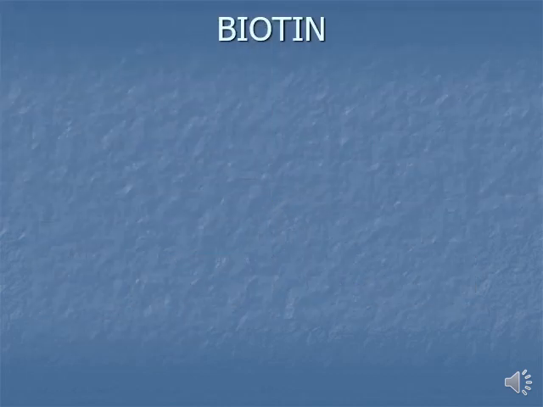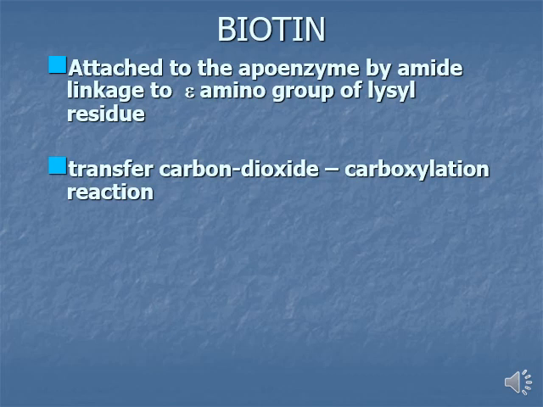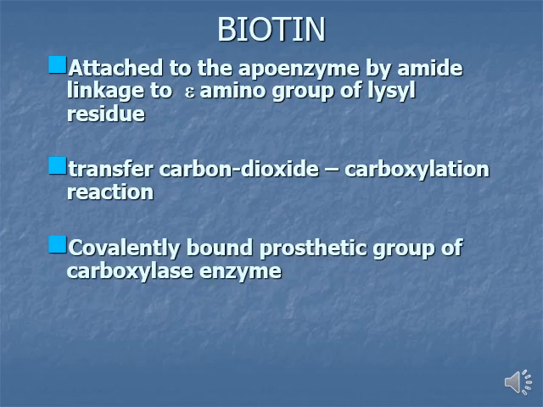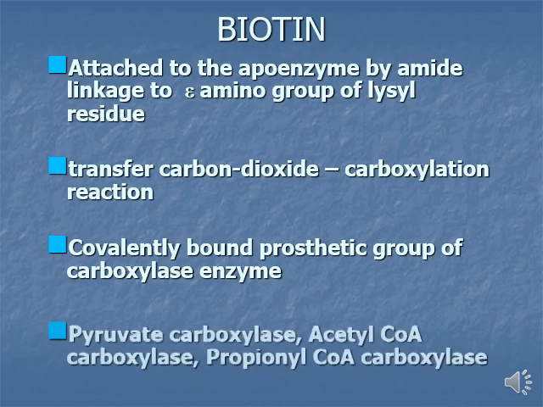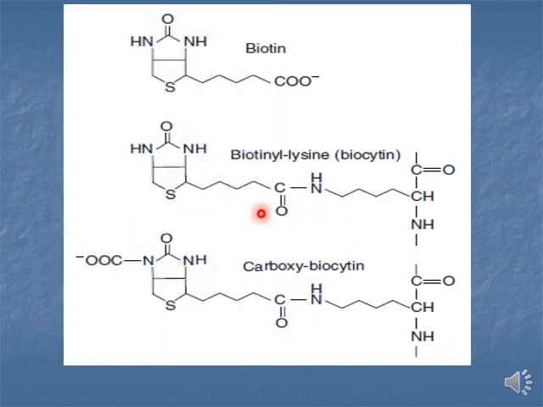Biotin. It is attached to the apoenzyme by an amide linkage to the epsilon amino group of a lysine residue. It transfers carbon dioxide in carboxylation reactions. It is a covalently bound prosthetic group of carboxylase enzymes. The examples of biotin-dependent carboxylases are pyruvate carboxylase, acetyl coenzyme A carboxylase, propionyl coenzyme A carboxylase, etc. The structures of biotin, the enzyme-bound biotin or biotinyl lysine or biocytin, and carboxybiocytin where it carries the carboxyl group.